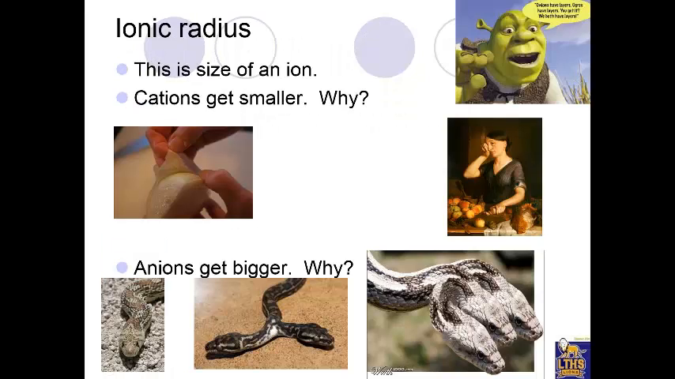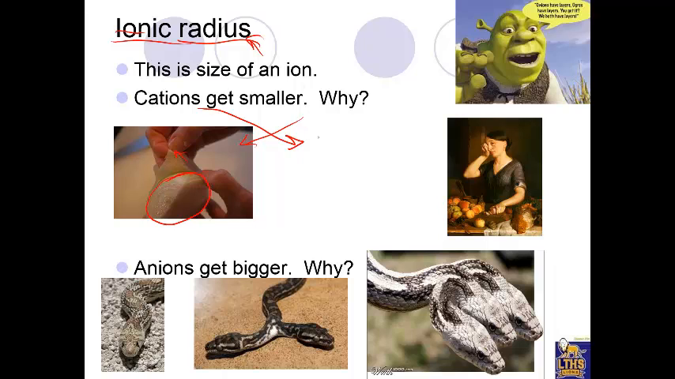So, ionic radius. What? Ionic means ion, radius means size of atoms. So this is the size of an ion. We said atomic radius; ionic radius is the size of an ion instead of the size of an atom. Cations get smaller. Smaller than what? Smaller than their atoms. Let's talk about why. It's kind of like this onion analogy here. Oh, don't cry. So if you have an atom, but then that atom loses its outer electron, what's going to happen to it? It's going to get smaller.